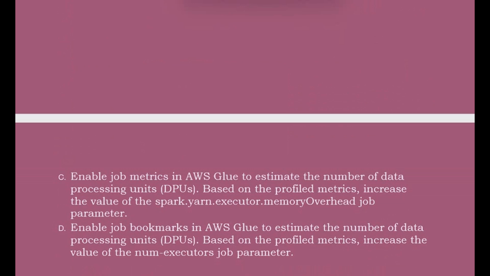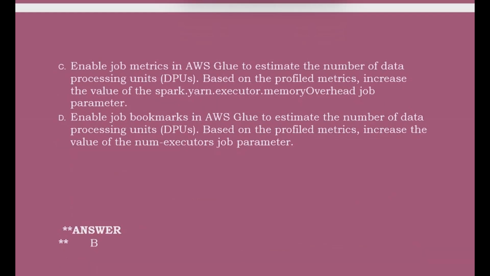Option C. Enable job metrics in AWS Glue to estimate the number of data processing units (DPUs). Based on the profiled metrics, increase the value of the spark.yarn.executor.memoryOverhead job parameter. Option D. Enable the job bookmarks in AWS Glue to estimate the number of data processing units (DPUs). Based on the profiled metrics, increase the value of the num executors job parameter. Correct answer is option B.